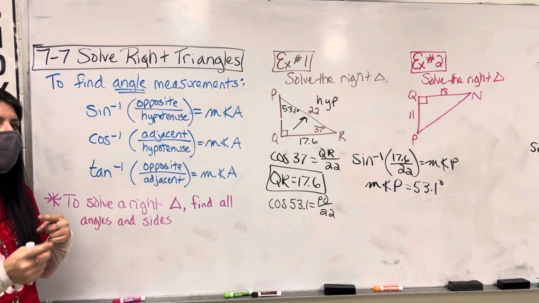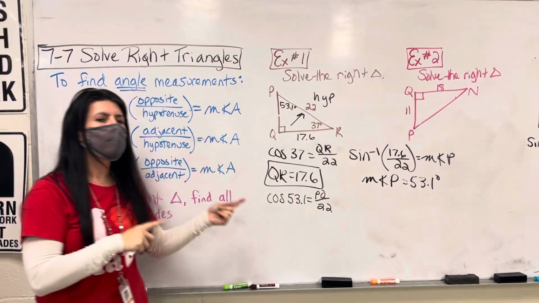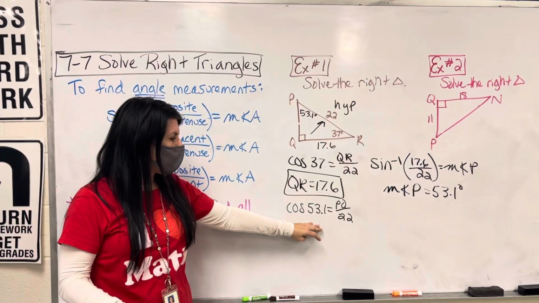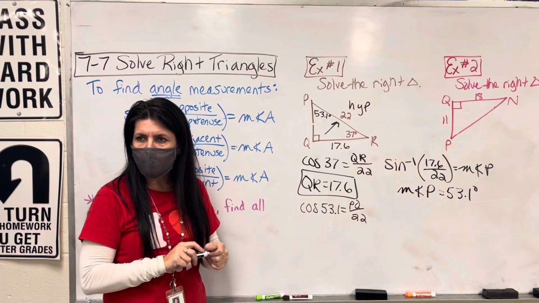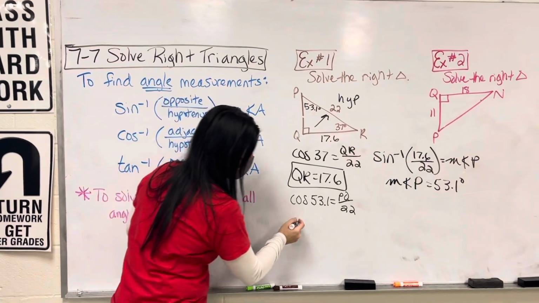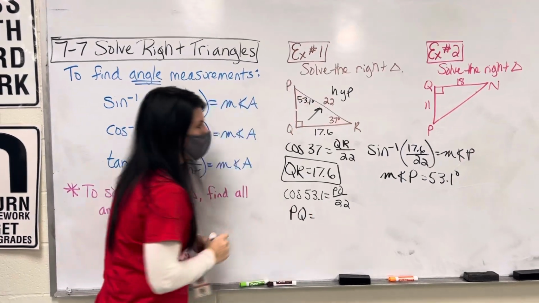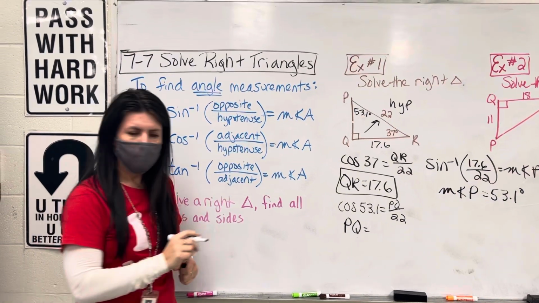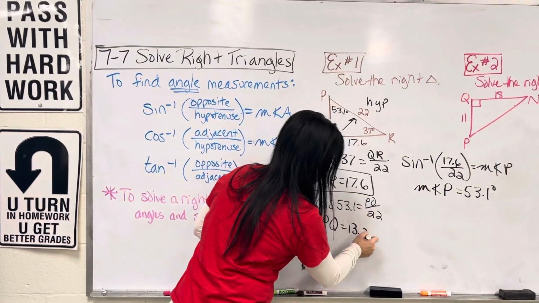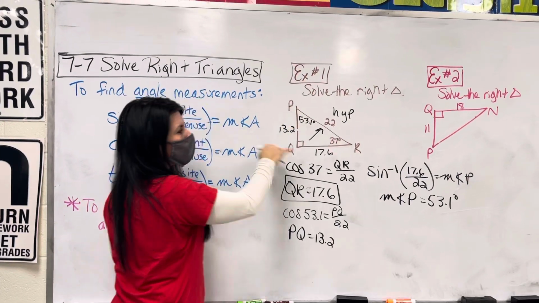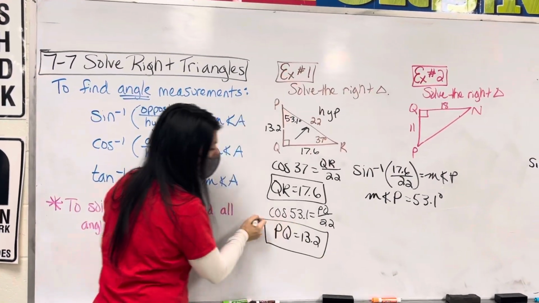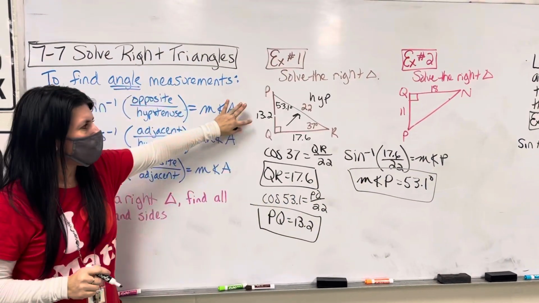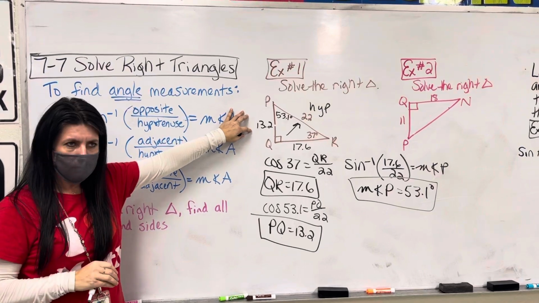So we're flipping back and forth. The last problem we were looking for an angle. This one we're looking for a side. So of course we're going to do cosine of 53.1 times 22. Can someone do that on your calculator for me? Figure out what PQ is. Who's got it for me? 13.2. Thank you. So mark up your diagram. Make sure that you show work and highlight your answers. So here's my 3 answers for my unknowns to solve this right triangle.